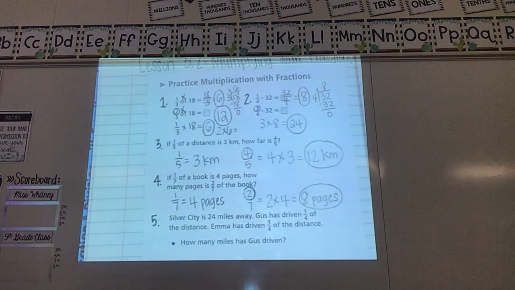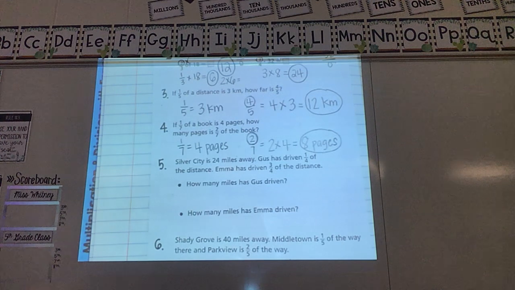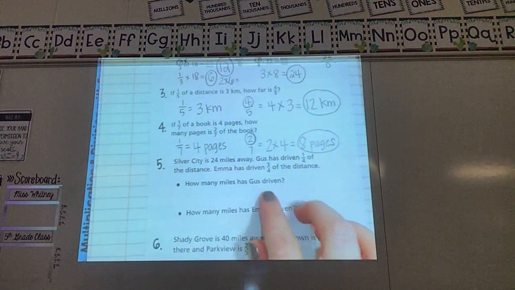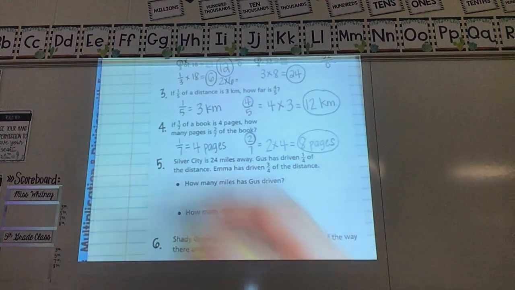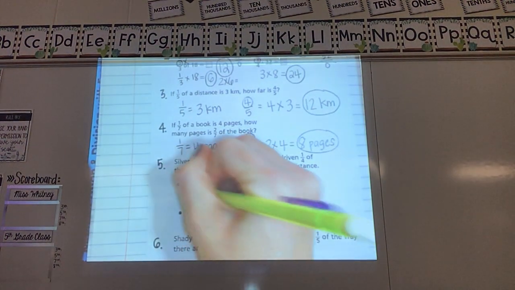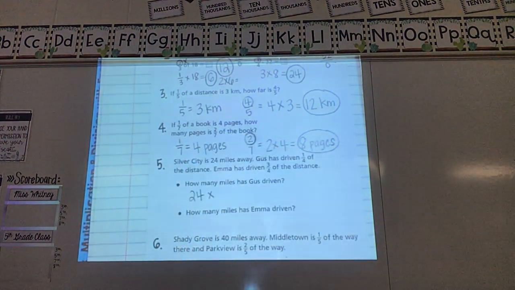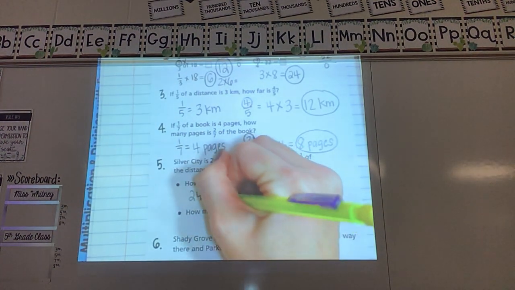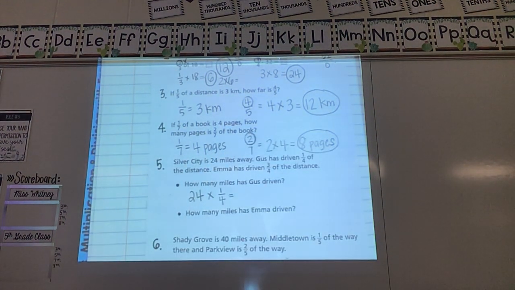Alrighty, let's try it with number 5. Silver City is 24 miles away. Gus has driven 1/4 of the distance. Emma has driven 3/4 of the distance. How many miles has Gus driven? Alrighty, well, Silver City is how many miles away? 24 times how far has Gus driven? 1/4. All right, what do I get when I take 24 times 1/4?